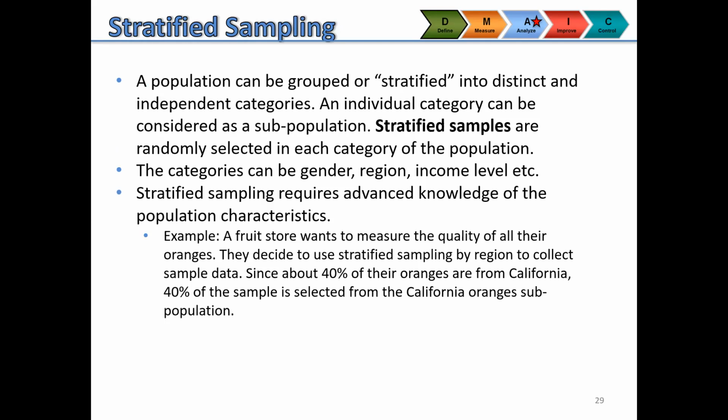Stratified samples are randomly selected in each category. For example, a fruit store wants to measure the quality of all their oranges. They decide to use stratified sampling by region to collect sample data. Since 40% of their oranges are from California, I take 40% of the sample, and I might sample other areas too, Florida, whatever, is selected from the California oranges subpopulation.